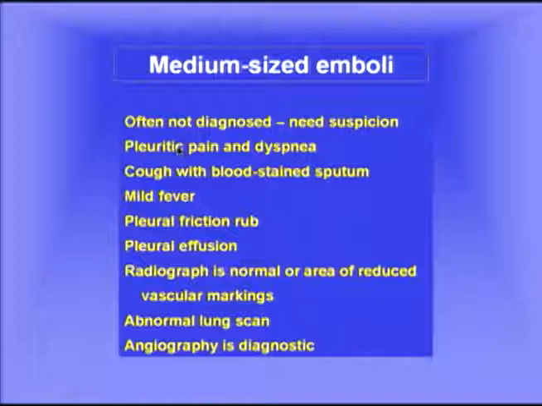Occasionally the patient will have pleuritic pain and dyspnea. The pleuritic pain, of course, gives a suggestion that they may have an embolus. There may be a cough with blood-stained sputum. Sometimes there's a mild increase in temperature. Occasionally there's a pleural friction rub that you can hear by auscultation, but if the patient develops a pleural effusion, this will go away. The radiograph is often normal, but occasionally you can see an area of reduced vascular markings. It's got to be a very good chest x-ray to show that, but sometimes that can be seen. And the key thing is an abnormal lung scan.